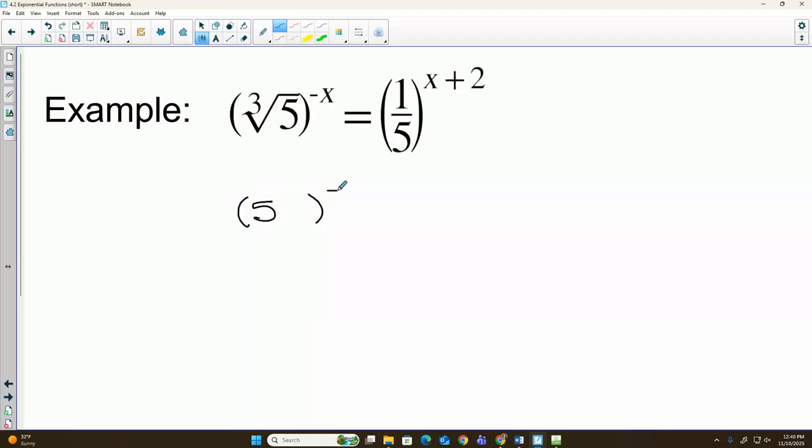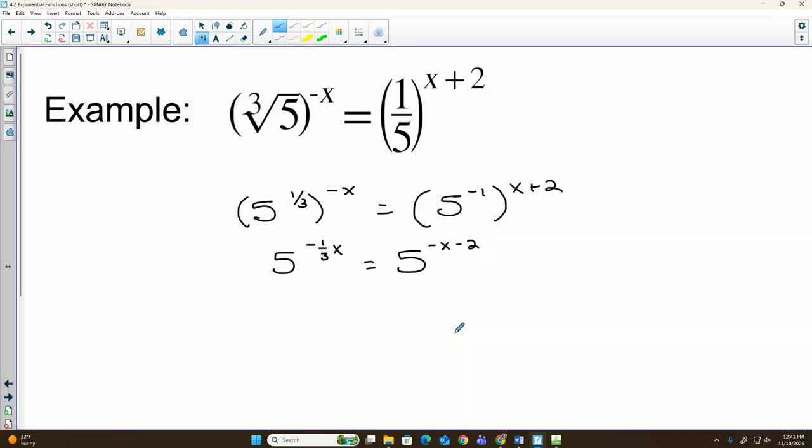Okay. We aren't changing the problem. We are just rewriting it. A cube root is the same as what power? Okay, 1/3. 1/5, if I want to write that as 5, what kind of exponent would bring that back up? We multiply our exponents. We get 5 to the negative 1/3 x equals 5 to the negative x minus 2.